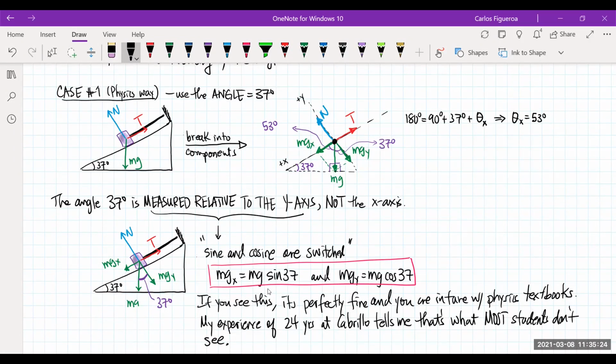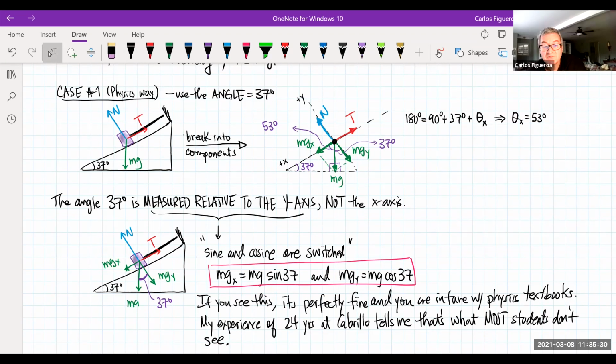Hey, Carlos, I had a quick question. If we ended up using 53 degrees, would we switch to sine and cosine back? Then you would say, since 53 is measured relative to the x-axis, then it's cosine. So yes, you would just use that process here. And my job here is to give you options. If that works for you, that's fine.